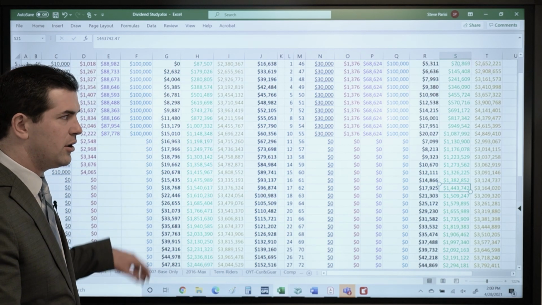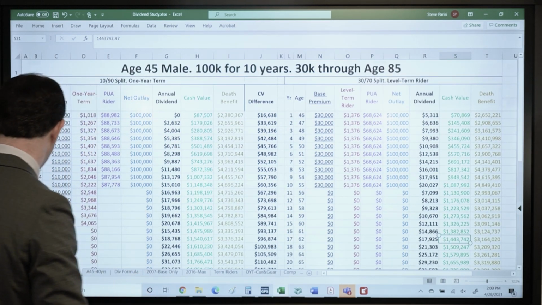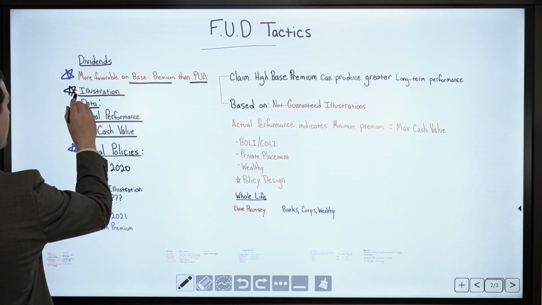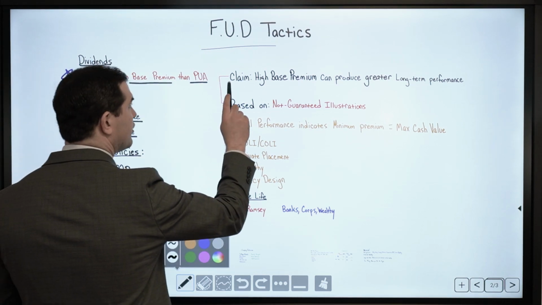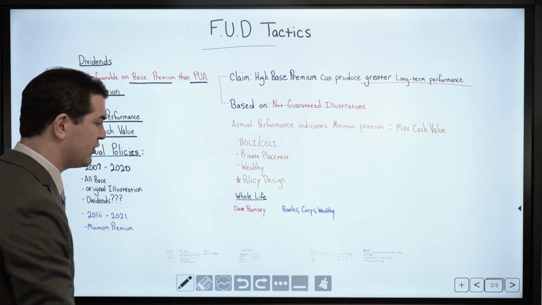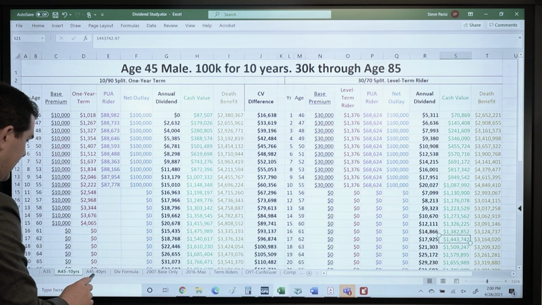So, original illustration, funded for 10 years. Going back to the argument, a high base premium, if we look at the claim, can result in greater long-term performance. So that 3070 could result in more money long-term. 10 years was not the case.